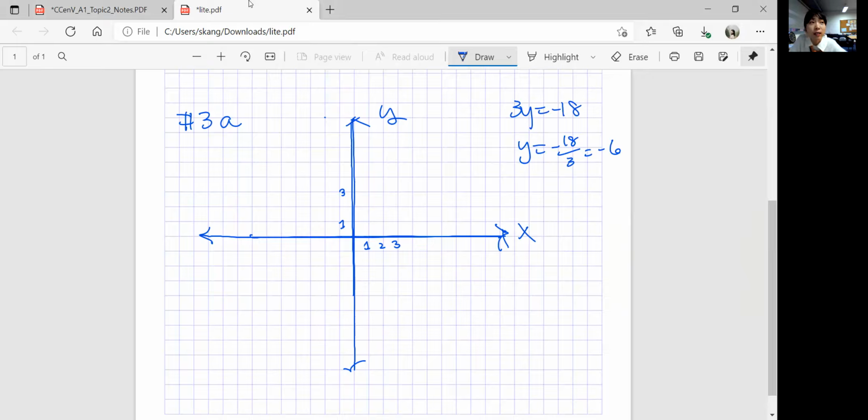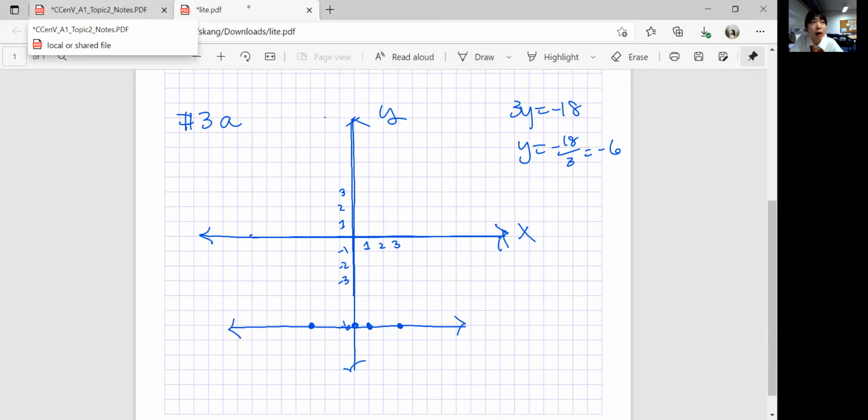So count -6. That's 1, 2, 3 on the y-axis. -1, -2, -3, -4, -5, and -6. -6 is right here. That could be a point. (0, -6), (1, -6), (3, -6), (-3, -6). Does that make sense? All the points on this horizontal line should be where y is equal to -6. So this is your answer for 3a. That's your graph.